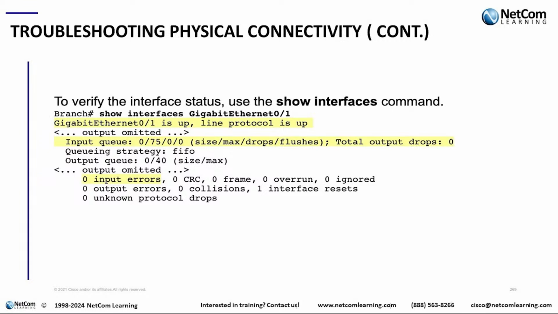Then we look at the input queue. That tells us how many packets are in the queue and its maximum size. Drops is the number of packets that have been dropped. We can also identify the queuing strategy, the output queue. That's the size of the queue that shows the current packets, any output errors, any input errors, as well as collisions. So there's a lot of information that we can gather from looking at the output of the show interface command.